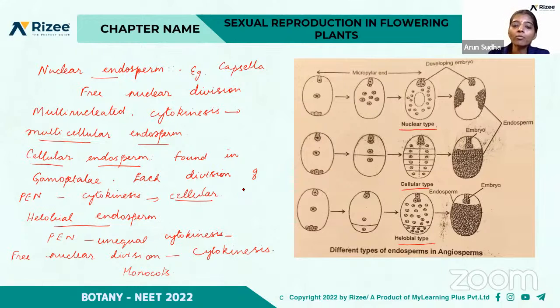So different types of endosperms are present, right? So one is the nuclear endosperm and another one is the cellular endosperm, and third one is the halobial endosperm. Okay, so based on the type of division, that is nuclear division which is followed by cytokinesis at the beginning or at the end, based on that, there are different types of endosperms. Okay, clear?